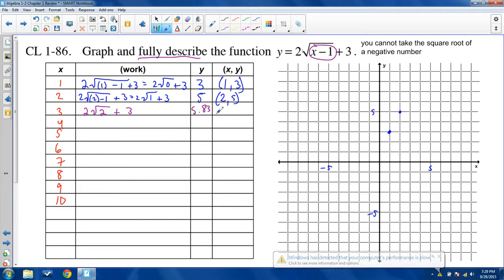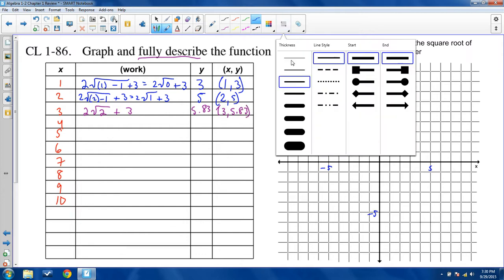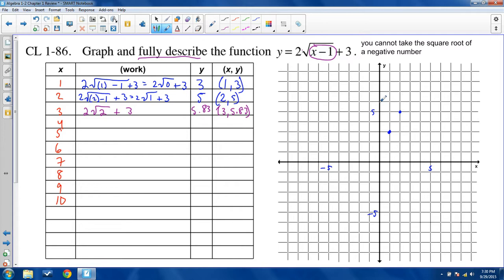5.83. So this point is 3 comma 5.83. Now do the best you can with this. 5 is right here, 6 is right here. 0.83 is a lot closer. Think about it in a realistic way. 5.5 is right in between.